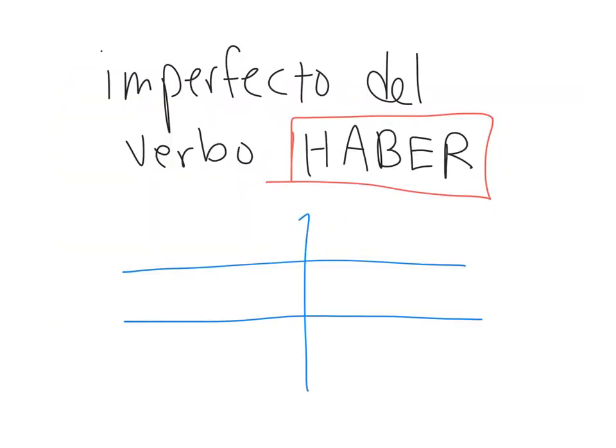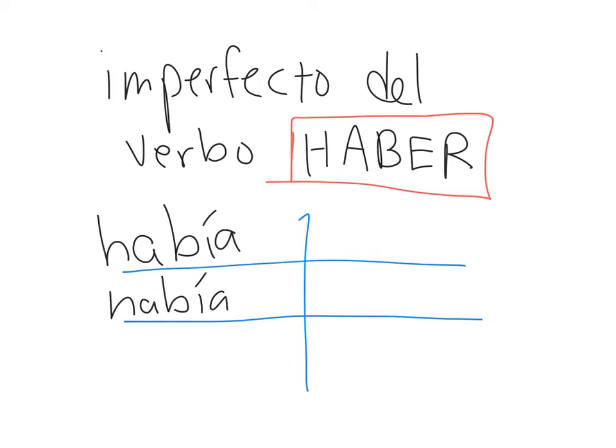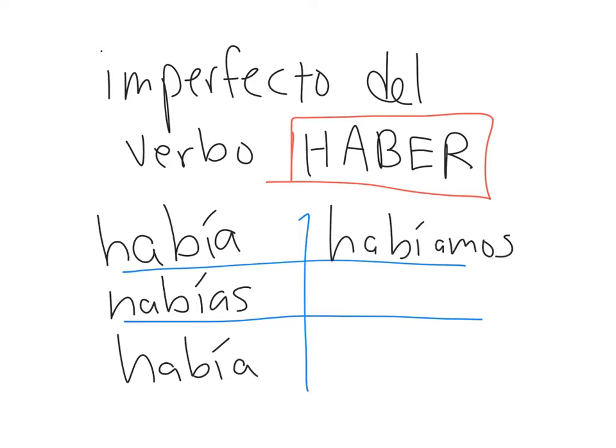So we're going to start forming this tense by conjugating the imperfect of the verb haber. What are the forms of haber for the imperfecto? Yo había, tú habías, él, ella, usted había, nosotros habíamos, vosotros habíais, y ellos habían.